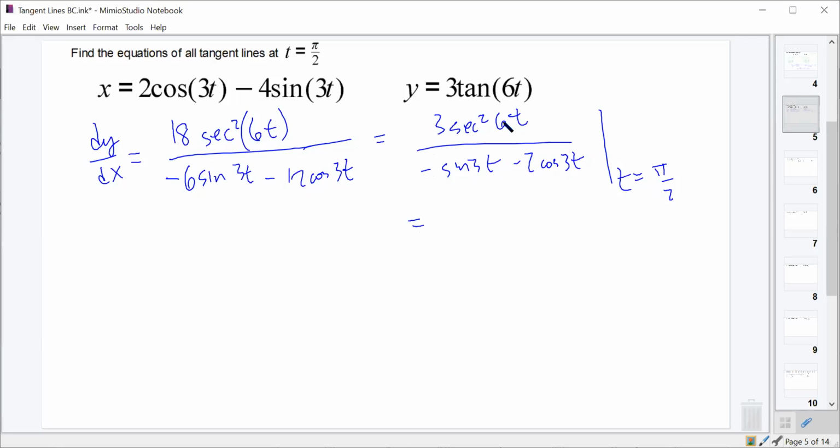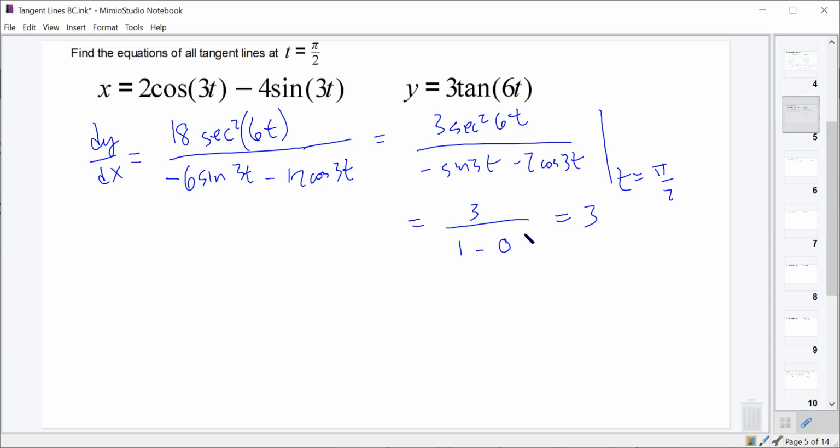This becomes the secant of 3 pi. What's the secant of 3 pi? Secant of 3 pi ought to be -1, and if we square that, ought to give us 1. So that gives us a 3 in the numerator. And what's the sine of 3 pi/2? -1. Put the negative in front of it, gives us +1, and then cosine of 3 pi/2 ought to be 0. So we just end up with a slope of 3.